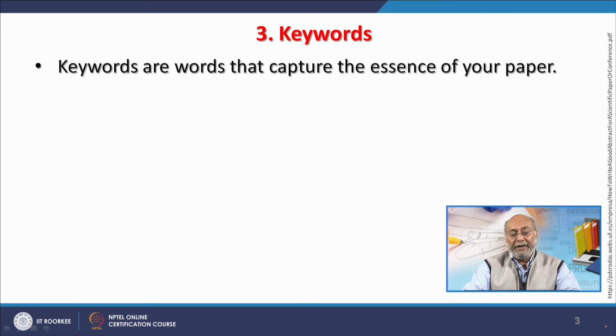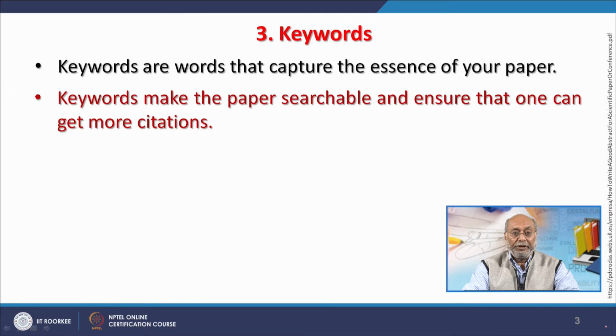As the name implies, keywords are words that capture the essence of your paper. Very important words which are part of your paper, part of your work, part of your manuscript, become your keywords. While discussing good topics and bad topics, I also discussed these points about keywords. Keywords make the paper searchable, especially in the digital world, and ensure that one can get more citations. Everyone would like to see their work, their research, their manuscript or product get publicity, and that is what more citations means.